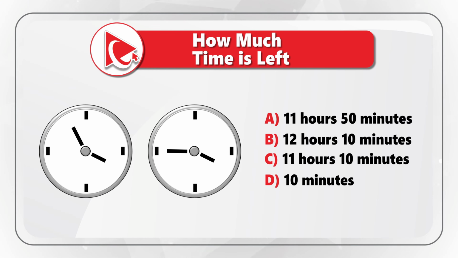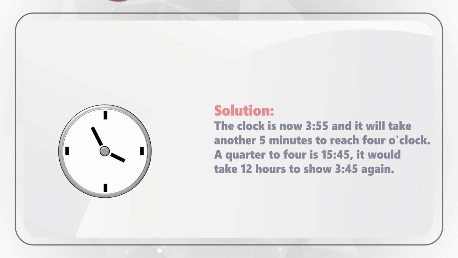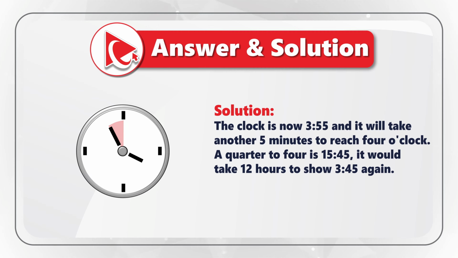and rationale in comments. Let's first determine how much time is actually on the clock. Based on the description, it will take another 5 minutes for the clock to strike 4 o'clock, which means that the clock now shows 3:55. Our next described point on the clock will be 4:45, which could be represented as 15:45, and the clock will reach this point after around 12 hours to show 3:45 again.